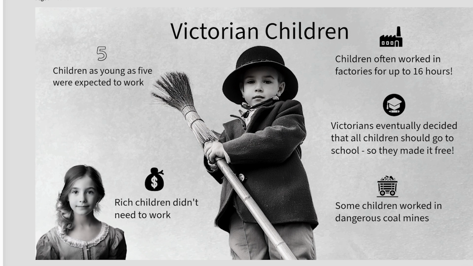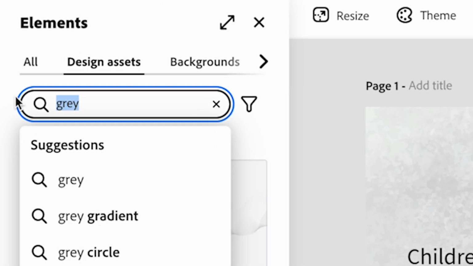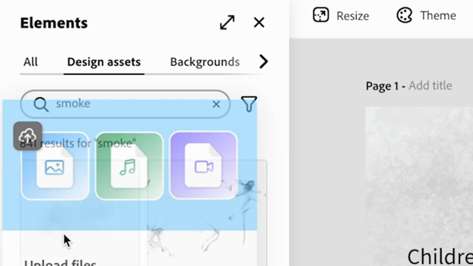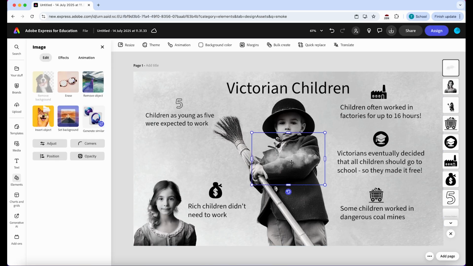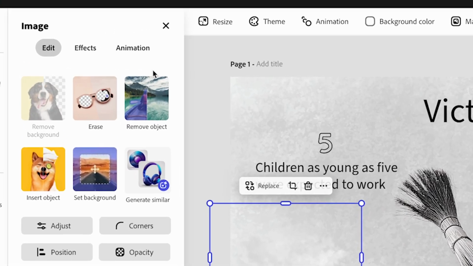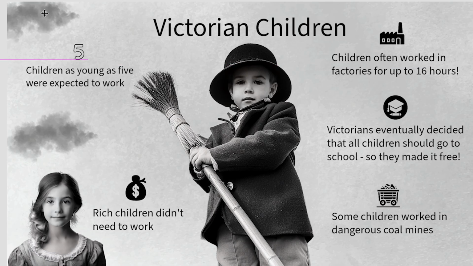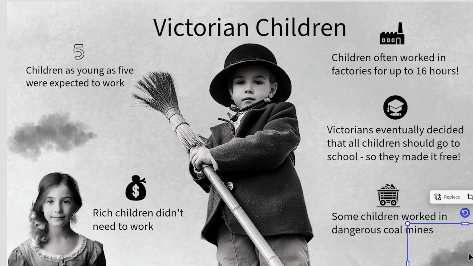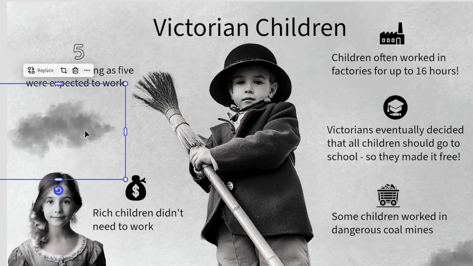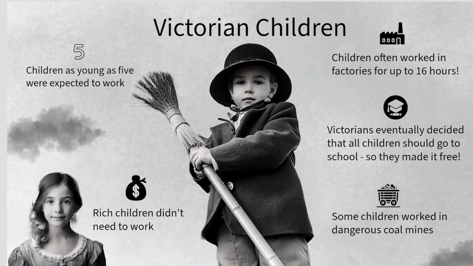We could add some other things. We could go to Design Assets. I could add some smoke. That might fit the kind of theme, working in a coal mine or a factory. So I'm just going to add some smoke on my page. Might make it a bit darker. Go to Effects, Darken, and maybe just put a couple of those on my page. Just to kind of create a bit of a smoky sort of effect. Okay, I think this is looking pretty good.